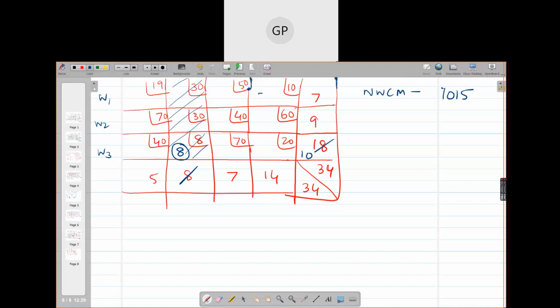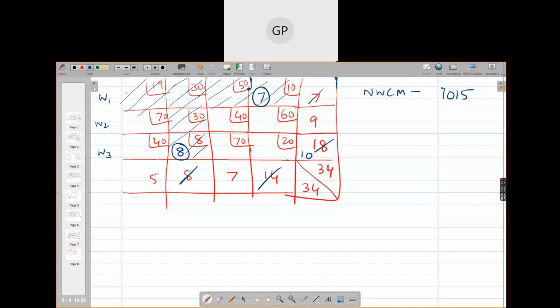So we can give only 7 units, right? We cannot fulfill the requirement. But the supply gets exhausted, so we cannot provide any more units from this warehouse or from this source.